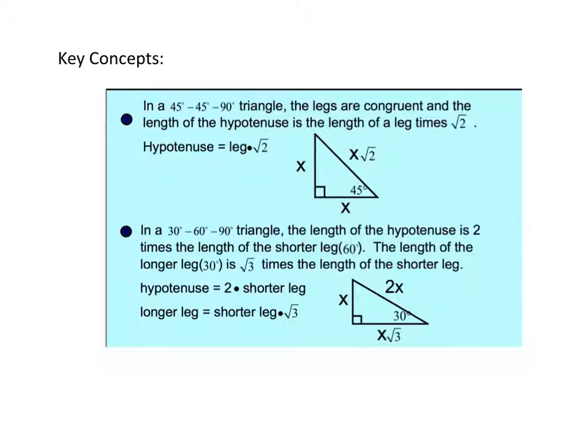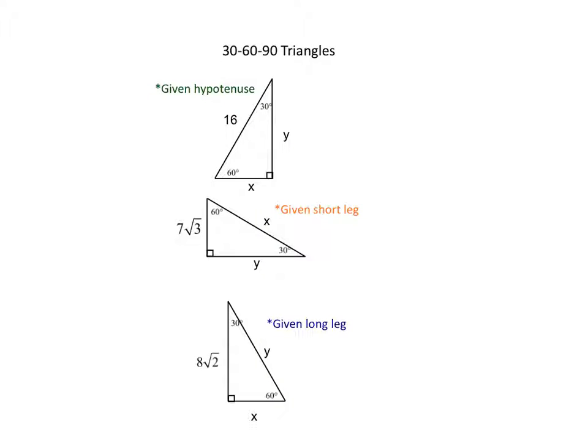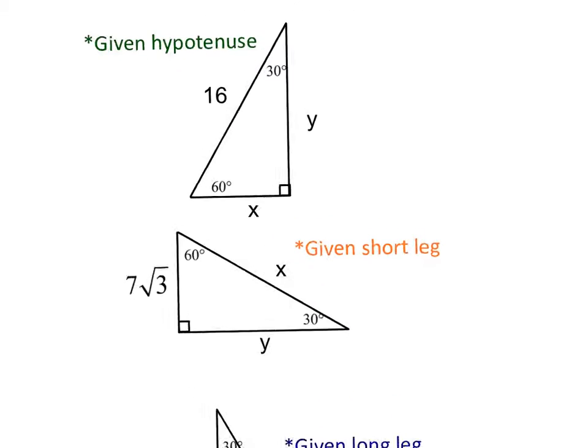Here again is, in words and another drawing, the key concepts that we just figured out from the 45, 45, 90 degree triangle and the 30, 60, 90 degree triangle. Now let's go through a couple examples of using that pattern that we just figured out. So let's look at example 1.